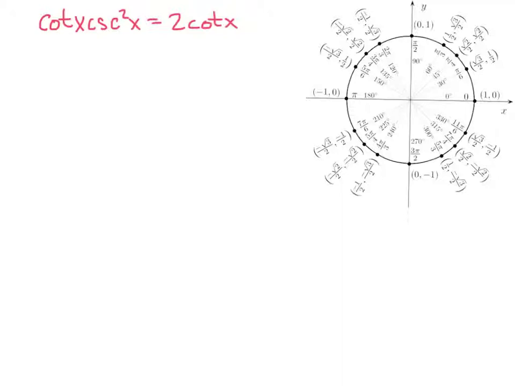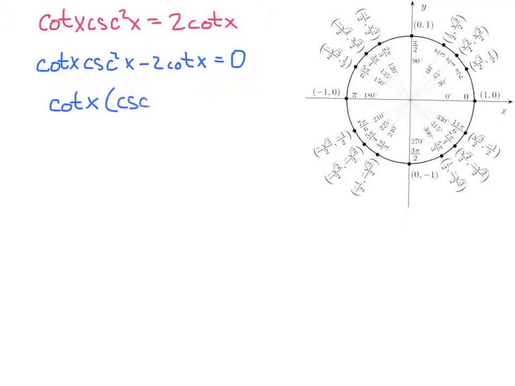In this first example, we have the cotangent of x times the cosecant squared of x is equal to 2 cotangents of x. So my first step is I'm going to move everything to one side to get cotangent of x, cosecant squared of x, minus 2 cotangents of x equals 0. Now I can factor out a cotangent x out of each of these. So that would be cotangent of x times cosecant squared x minus 2 equals 0.